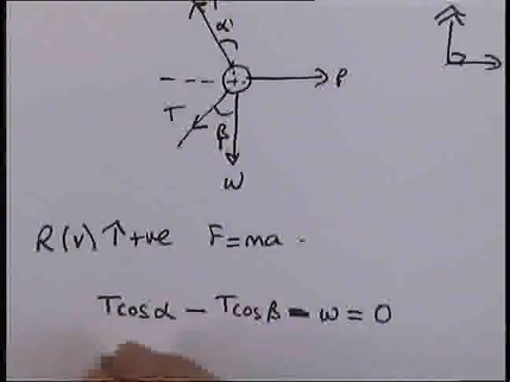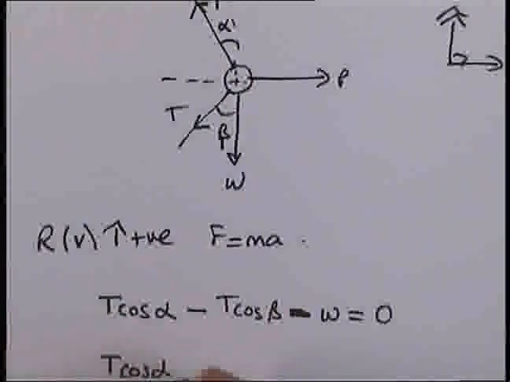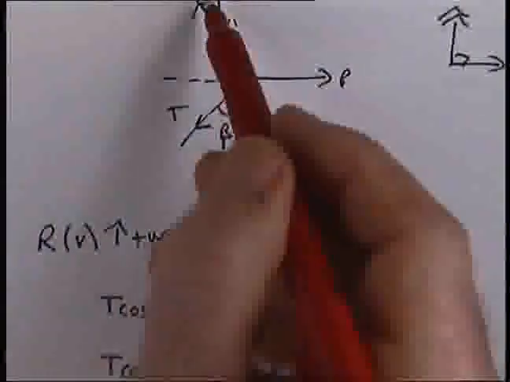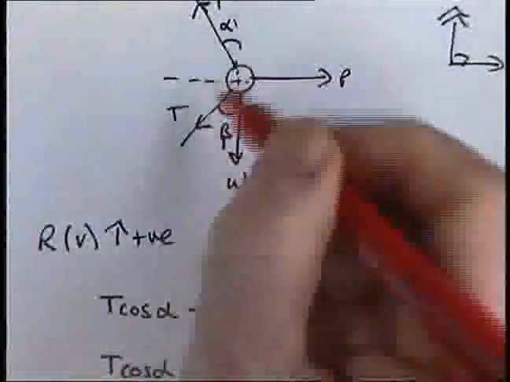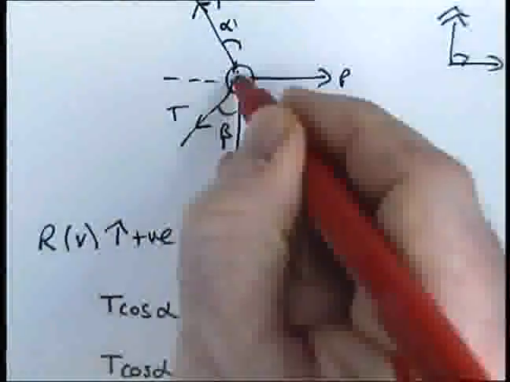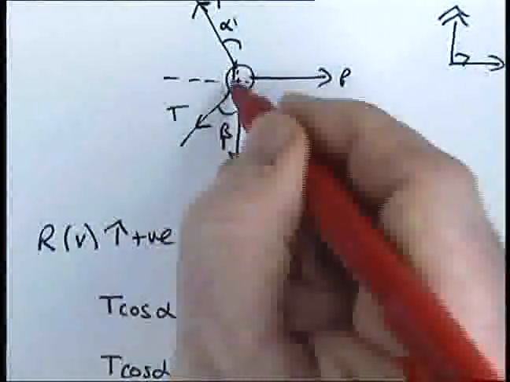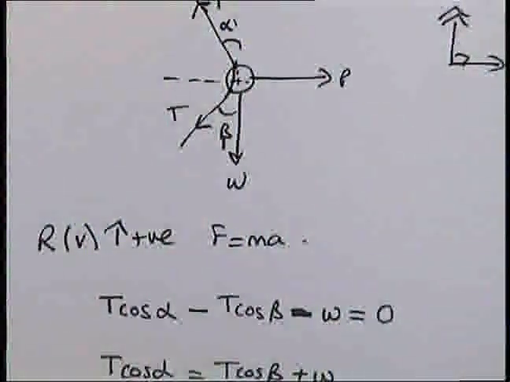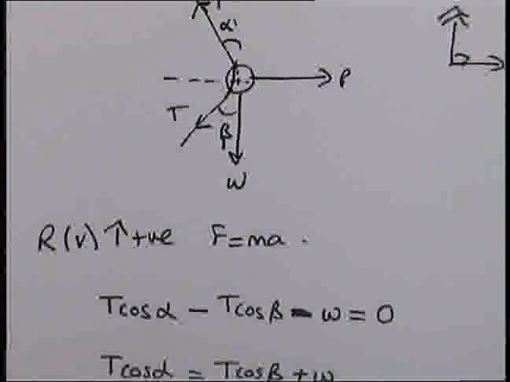So if we rearrange this slightly, what we get is T cos alpha is equal to T cos beta plus W. Now this T and this T are the same because this is a smooth string and it's not connected, it's just running freely through it. If it was tied on there, then there's a potential for them to be different, but as it's a smooth string running freely, then the tension throughout that cable is the same.